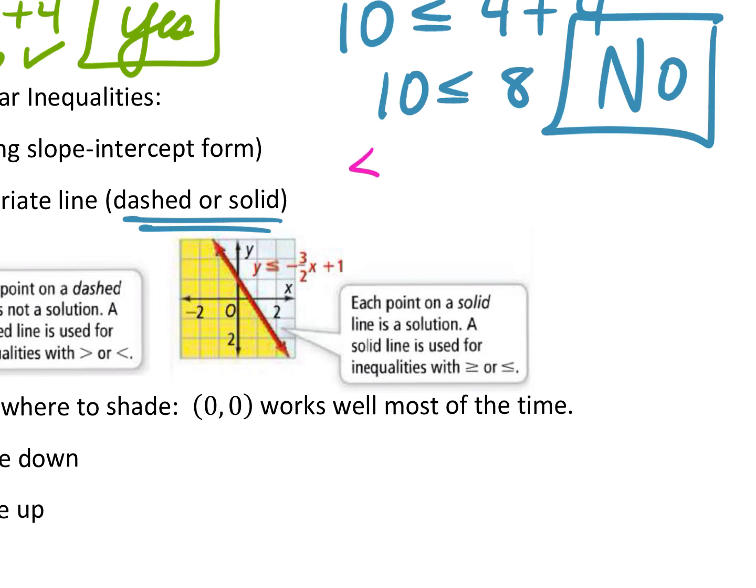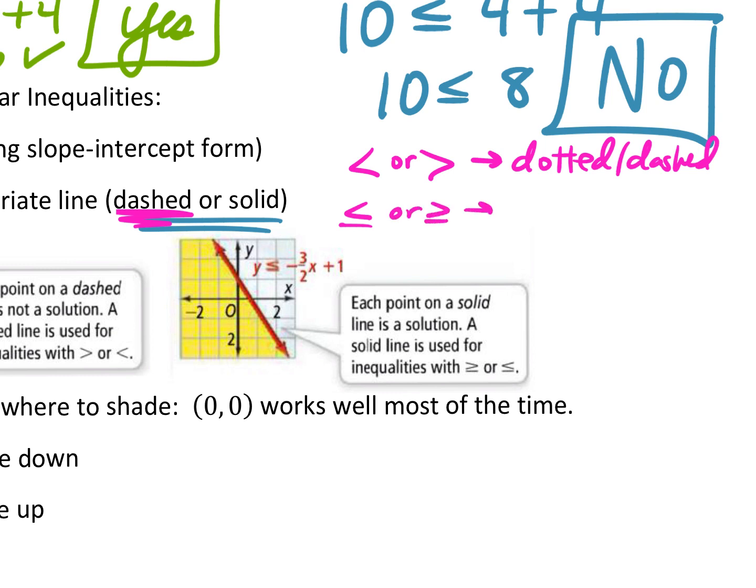If you have less than or greater than, with no bar, that is going to be a dotted or dashed line, however you want to think of it. I usually do dotted, but for some reason left dashed here. So that's a dotted line. If you have this with the equal to bar, that's going to be a solid line.